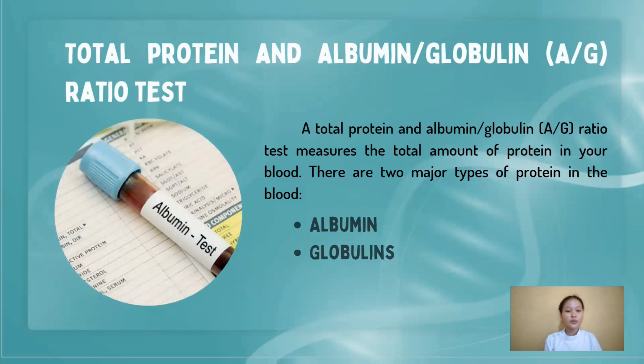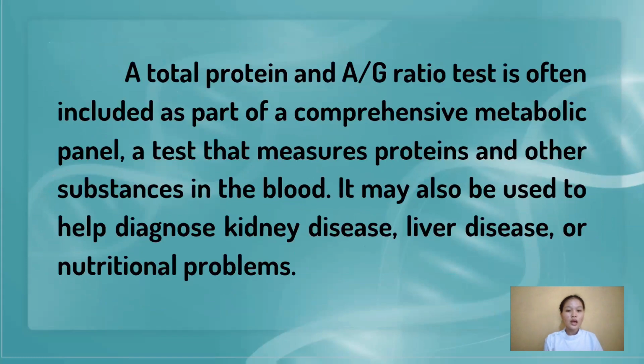Total protein and albumin globulin, or the A/G ratio test. A total protein and albumin globulin, or A/G ratio test, measures the total amount of protein in your blood. There are two major types of protein in the blood, namely albumin and globulin. Albumin helps keep blood from leaking out of the blood vessels. It also helps move hormones, medicines, vitamins, and other important substances throughout the body. Albumin is made in the liver.